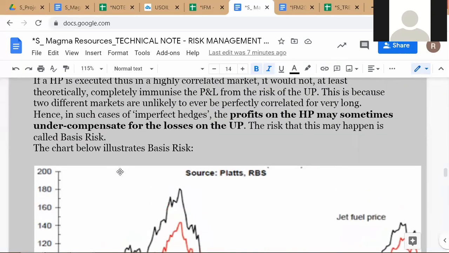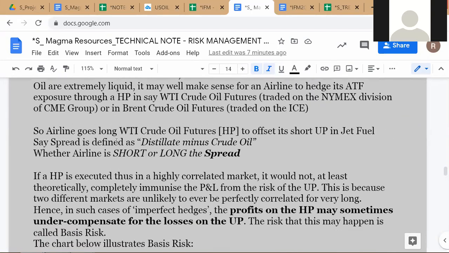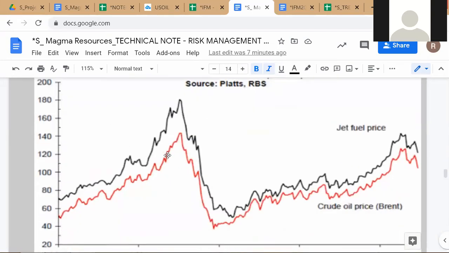Okay, so here's a little bit of a discussion on the whole concept of basis risk. Now you understand what basis risk is. This is essentially basic. You can see the whole thing in one picture. If you want to explain to somebody what is basis risk, you can explain it through this.